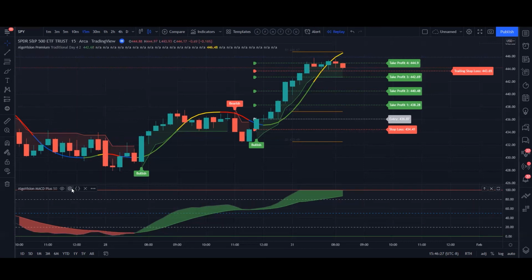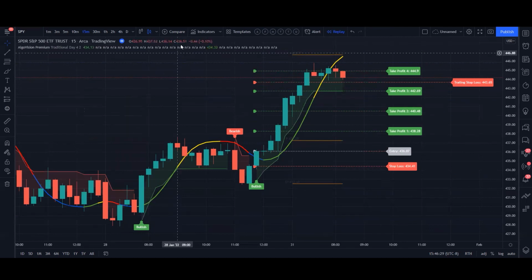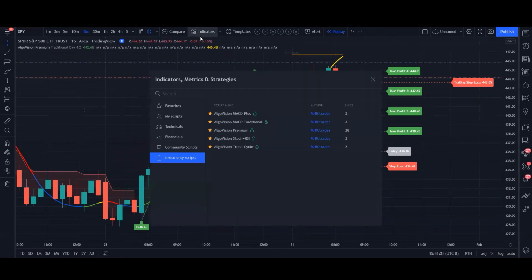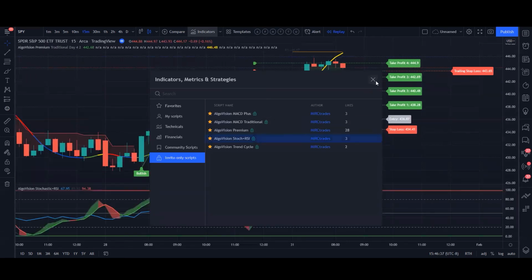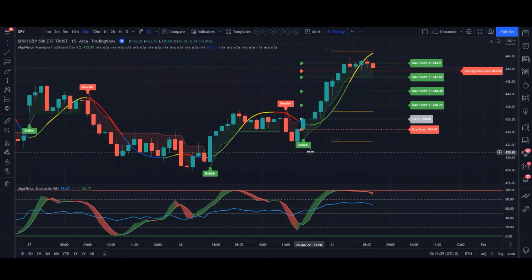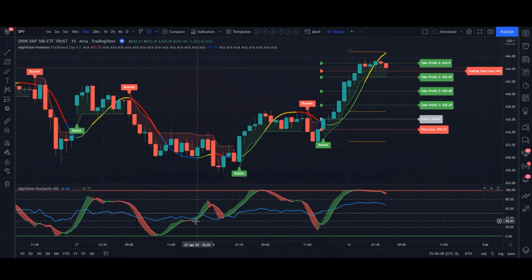Let's go ahead and close out of the MACD. And another indicator that we can go ahead and look at is the stock RSI. And that one is called AlgoVision Stock RSI. Go ahead and select that onto your screen. And when you do so, you'll notice that we actually have the stock RSI overlaid with the RSI itself. Now you can change the settings on these if you would like, but what does this exactly mean?